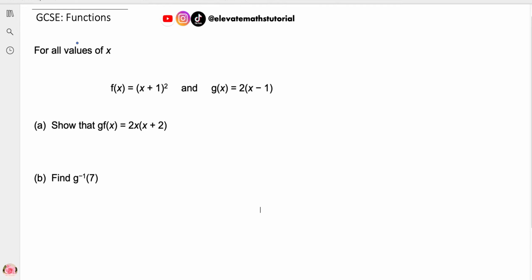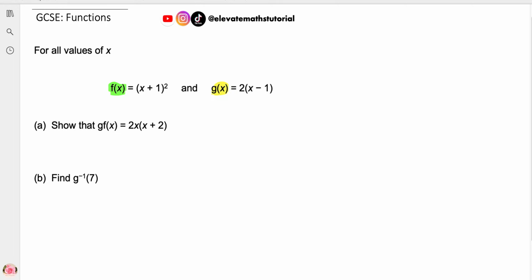So this is GCSE Higher. The topic is functions. For all values of x, f of x is given to us as (x plus 1) squared, and g of x is given to us as 2 into (x minus 1). The question is asking us to show that g of f of x is equal to 2x into (x plus 2). So this is a composite function.